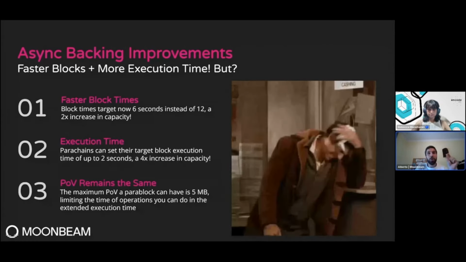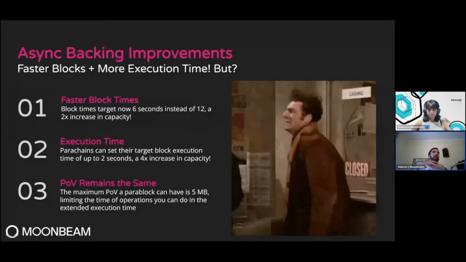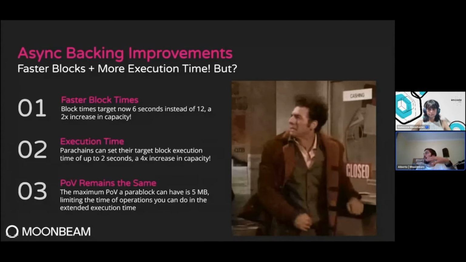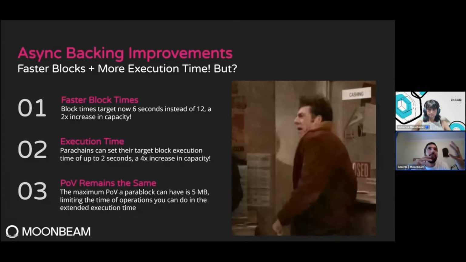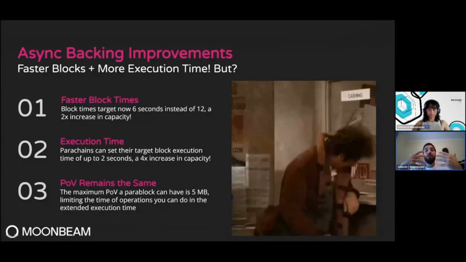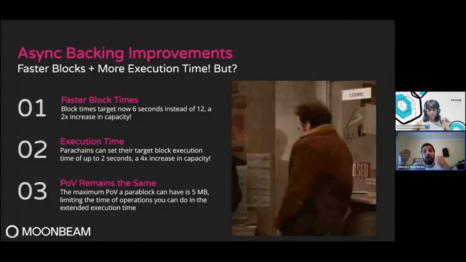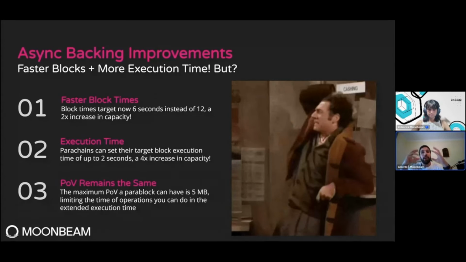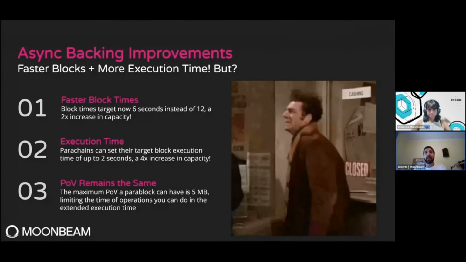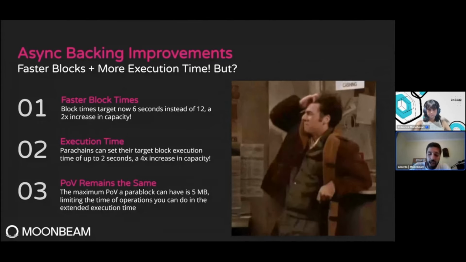Even though the execution was very fast and very easy, the POV in this example was very big because the contract was super, super complex. So this is a good example of why the POV remaining the same is kind of problematic. You can put in a bunch of new transactions, but if the contracts, for example, are very big, you're still limited by the POV, not by the execution time.